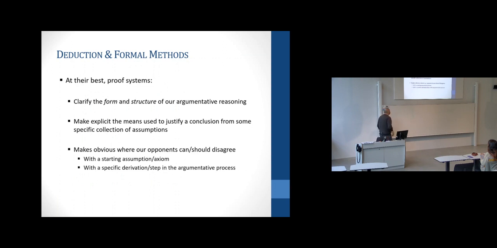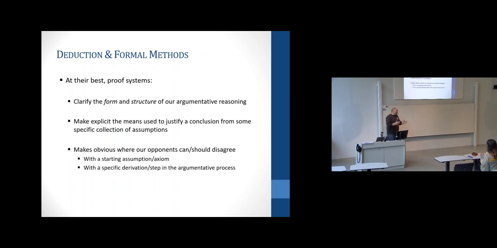valid. So at their best, proof systems clarify the form and structure of argumentative reasoning. They show you how an argument goes and what steps it has. They make explicit the means used to justify a conclusion from some collection of assumptions.